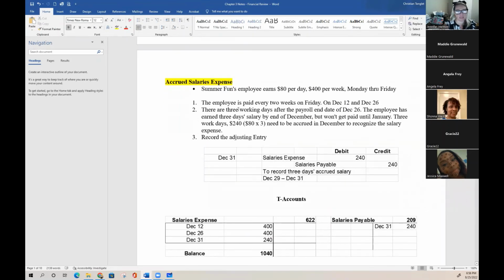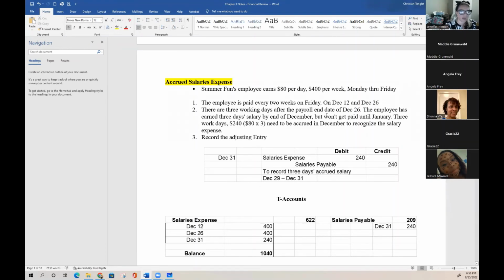So here's an example with the salaries. We have an employee that earns $80 per day, $400 per week, Monday through Friday. The employee is paid every 2 weeks on Friday. On December 12th and December 26th, there are 3 working days after the payroll ended on December 26th. That employee has earned 3 days salary by the end of December, but they won't get paid until January. So 3 days worked, $80 times 3 is $240 for those 3 days.